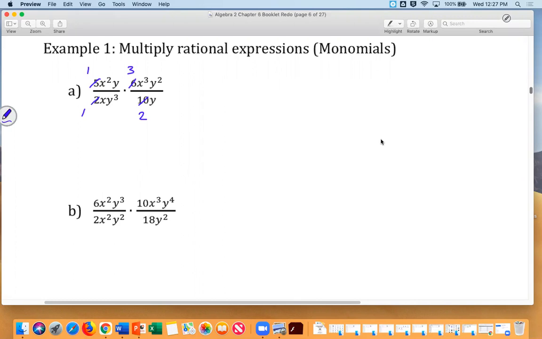Now, can I reduce my numbers anymore? No. 1 times 3 is 3. 1 times 2 is 2. 3 and 2, we like to say are co-prime. They don't share any factors. So I have 3 over 2. Those are my numbers. X's. I have 1 x on the bottom. That's going to cancel with one of the x's on top. I don't have any more x's. So I have x to the first, x to the third. That's x to the fourth.